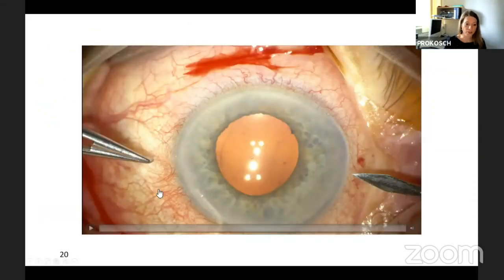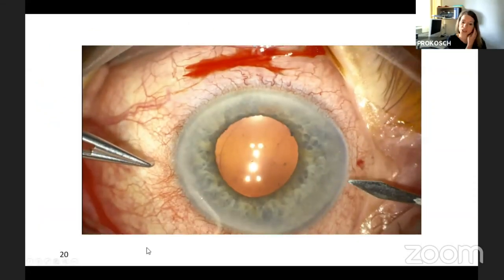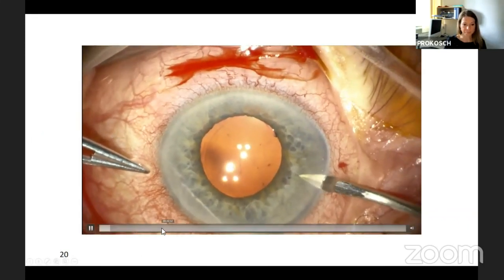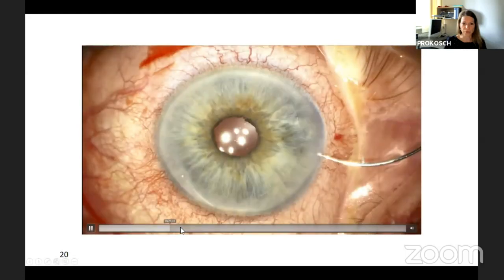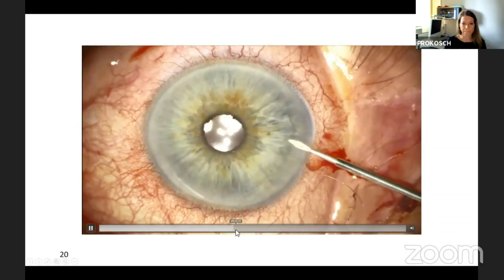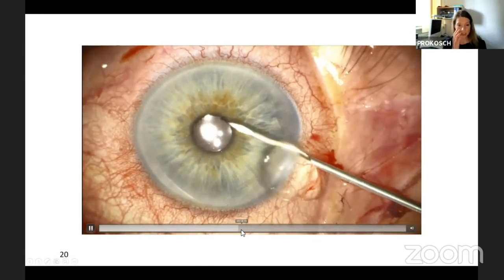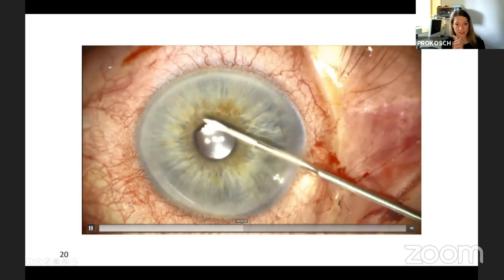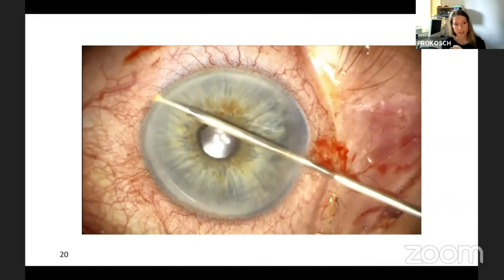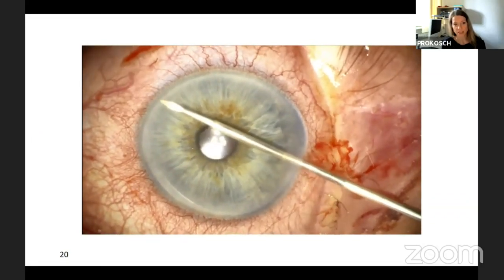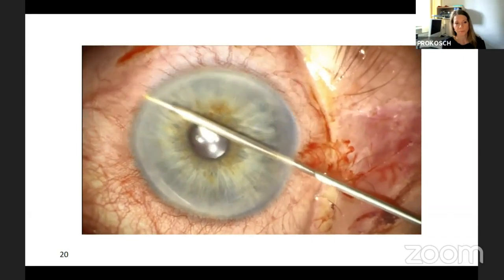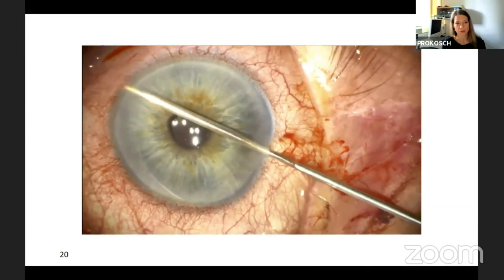So here's a video of the Xen stent implantation. You do a small paracentesis as well. I'm going to just move a bit forward. You inject a bit of Healon. This is the injector. You go all the way to the other side. You can do it with gonioscope view, or you can't. You make sure that the iris doesn't move. You saw the iris moved a bit, so you were not in the right position.